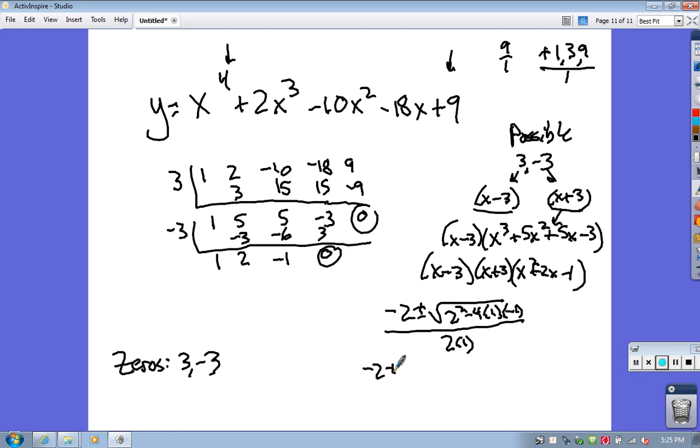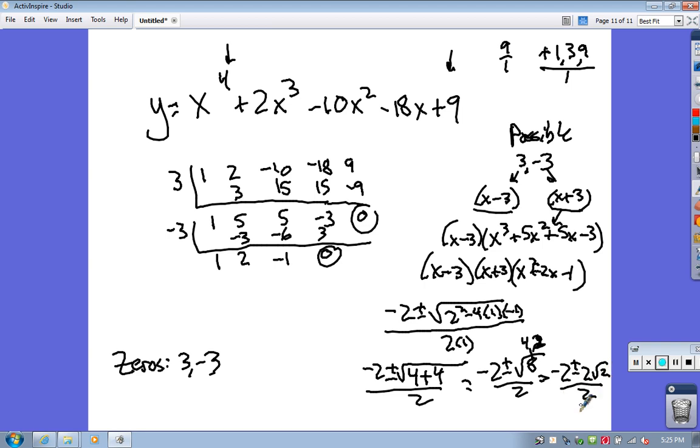Negative b plus or minus the square root of b squared minus 4 times a times c, all over 2a. So that's negative 2 plus or minus 2 squared, which is 4. Negative times a negative is positive, so this is plus 4, over 2. So I have negative 2 plus or minus the square root of 4 plus 4, which is 8, over 2. I'm square rooting that, 4 times 2, the square root of 4 is 2. So it's negative 2 plus or minus 2 root 2 over 2. Do this division, 2 goes into there, 2 goes into there. So it leaves me negative 1 plus or minus root 2.